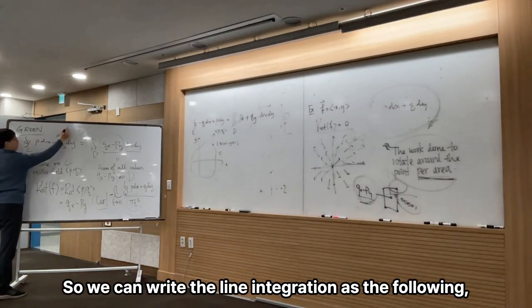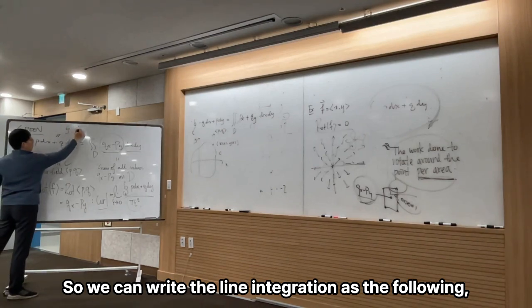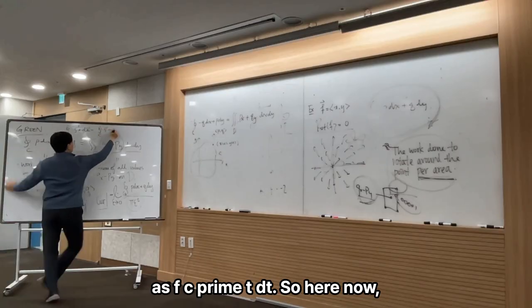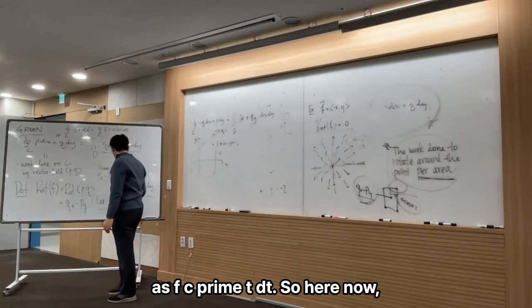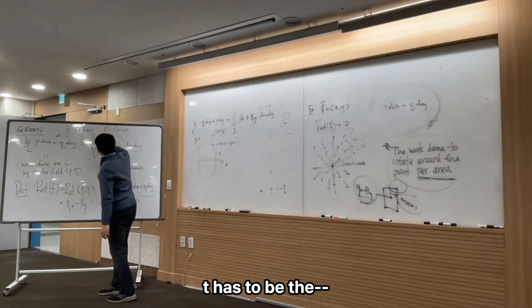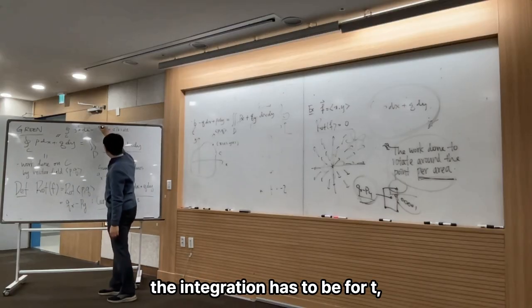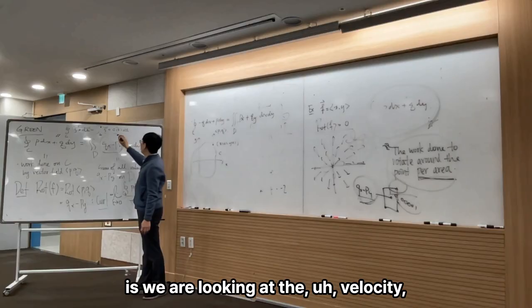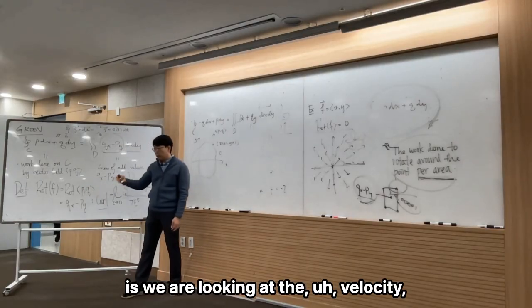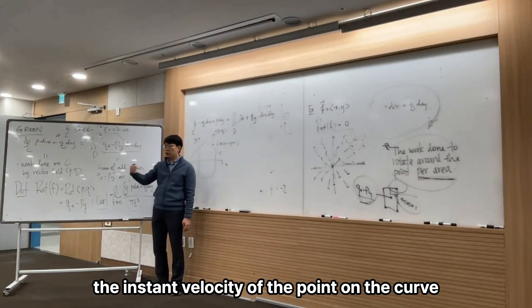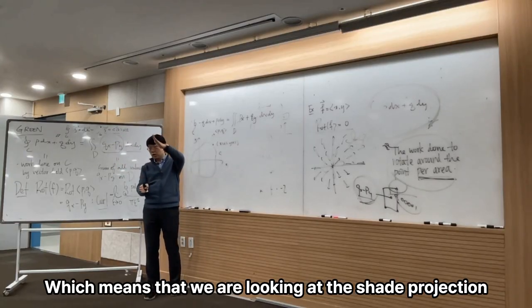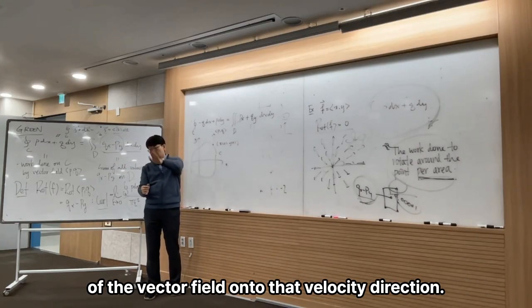So we can write the line integration as the following, ds, and this can also be written as F(c(t)) dot c'(t) dt. So here the integration has to be for t, let's say a to b. Here we are looking at the instant velocity of the point on the curve, taking the inner product, which means we are looking at the shadow projection of the vector field onto that velocity direction.